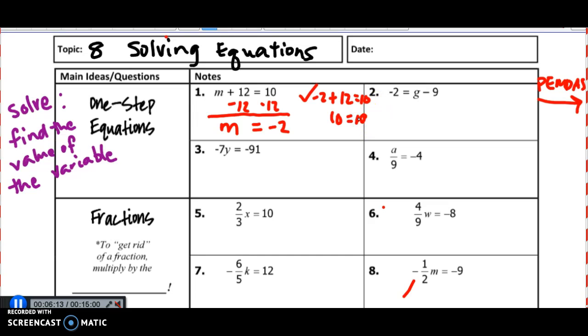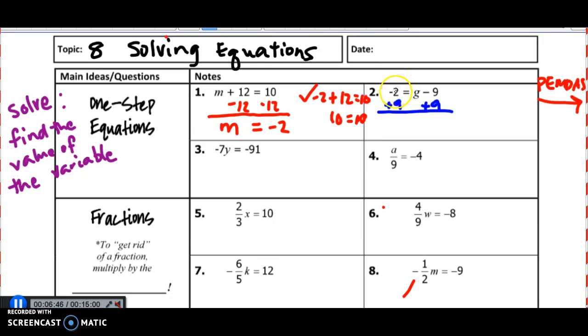So let's try that again on number 2. Again, looking at my equation and saying, okay, I need g all by itself so that I know what g equals. So what do I have to get rid of on this side of the equation so that g is alone? Well, I need to get rid of a minus 9. What's the opposite of minus 9? The opposite of minus 9 is plus 9. Whatever I do to one side of the equation, I have to do to the other. So I'm also going to add 9 to the left side.